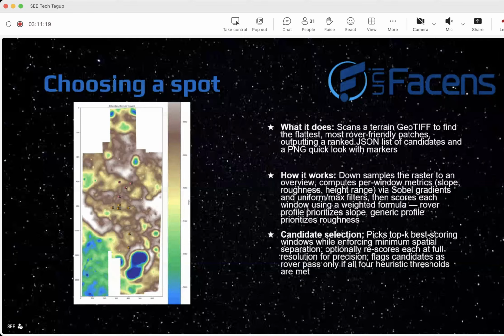To choose the location of the rover, we did something different this year, and we made a Python script that scans the terrain to find the flattest, most rover-friendly area. It works by analyzing factors like slope, roughness, and height variation, and by doing that, it lists the best areas. You can see in the map that it has some pink dots, and these pink dots are the best areas for the rover. So we chose dot 3, a spot nearby this dot. And next slide.